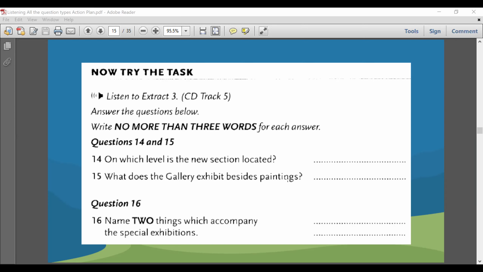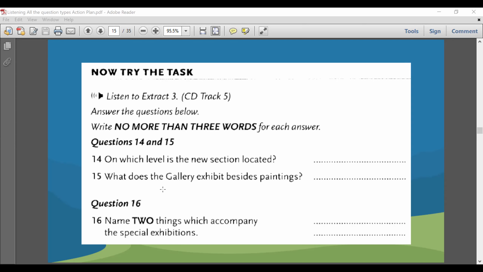Okay, so what is the answer of 14, 15 and 16? Everybody, let's see what's the answer. 14 का आंसर क्या है? On which level is the new section located? नए कौन से लेवल पे नए सेक्शन को लोकेट किया गया है? आंसर इज गोइंग टू बी ग्राउंड फ्लोर. आंसर स्पेलिंग सही होना चाहिए. The spelling of the word should be absolutely correct. Answer is going to be ground floor.